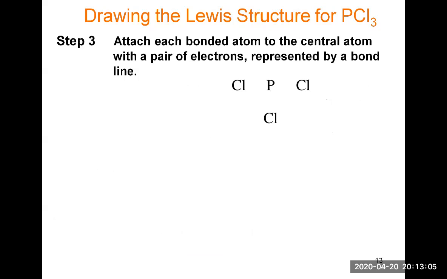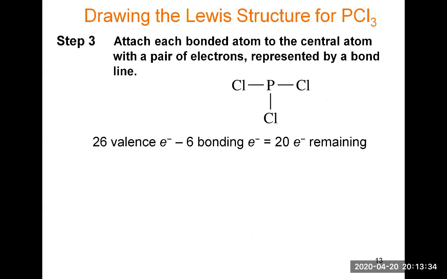So the next step is to attach each bonded atom to the central atom with a pair of electrons represented by a bond line. So a bond line means 2 electrons. So we make 3 bonds here, and then you want to remove those 3 bonds or 6 electrons, because 3 bonds times 2 electrons each, that's 6 electrons that you want to remove from the total. So 26 minus 6 bonding electrons, it's 20 electrons that still need to be distributed.